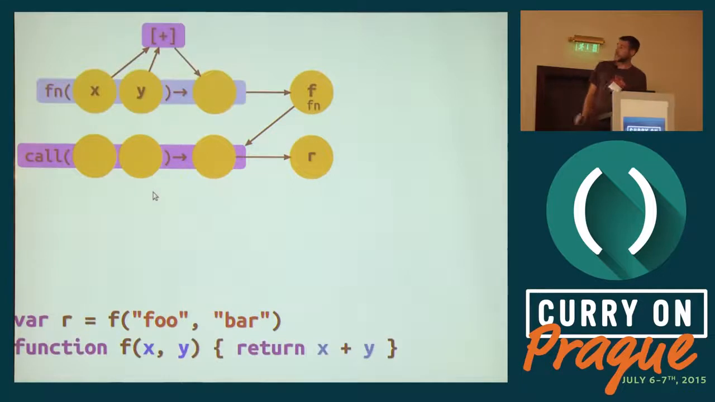At the second line, there's a function being declared here. So we allocate a function type.